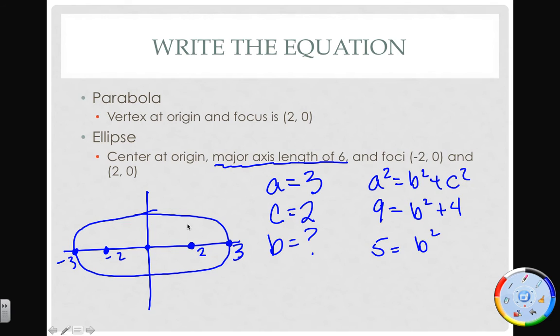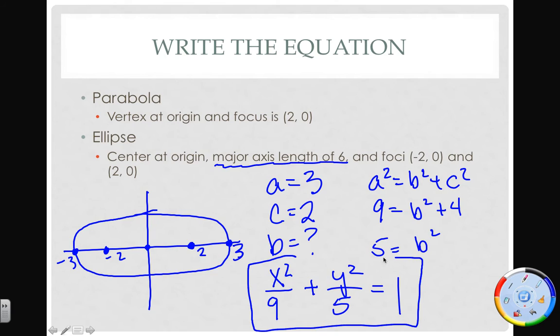All right, so because it lies this direction, this is going to be an x squared plus a y squared. Obviously, all of them are going to look like this. Notice that it always equals 1 as well, by the way. But because it is on the x-axis, the number under the x has to be my a squared, so that's got to be 9. And the number under my y squared has to be the b squared, so that's 5. And hey, there you go. There's your very simple equation. And that's the equation of the ellipse.